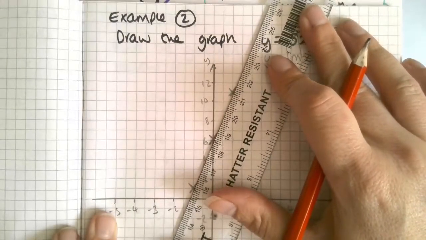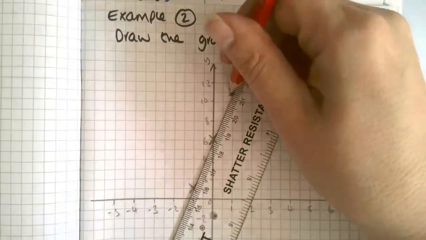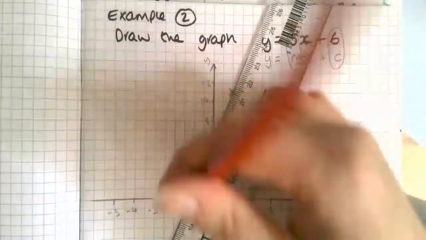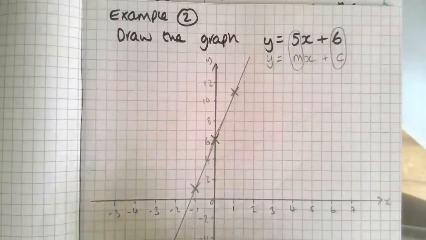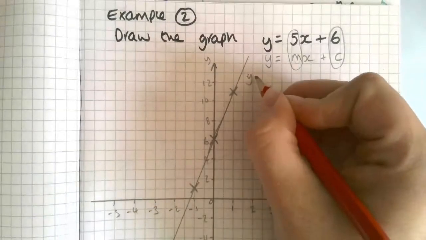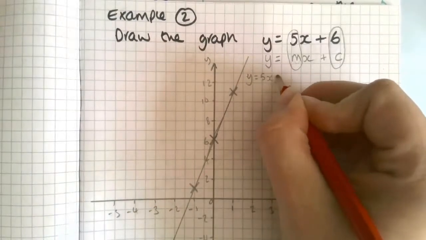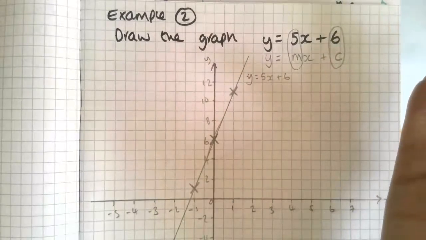Now, some people like this method of drawing the graph, some people don't. One of the reasons, I'm just labeling it here, one of the reasons people like it is that it is quicker than doing that table of values.